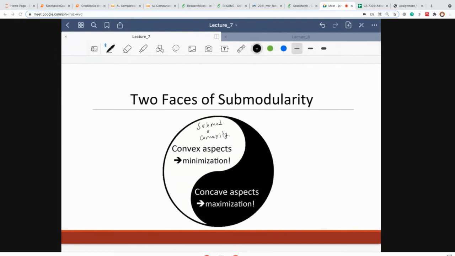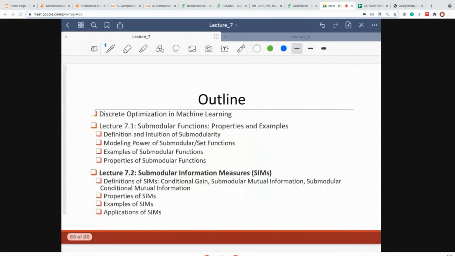Conversely, you have the relationship between submodularity and concavity, right? And to some extent, this is actually exploited in the maximization literature of submodular functions. So this is the nice symmetry, the two faces of submodularity. And we'll look at this partially to some extent when we talk about optimization.